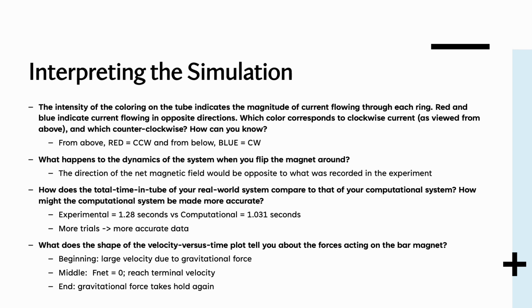What does the shape of the velocity versus time plot in the previous slide tell you about the forces acting on the bar magnet? So in the beginning, we have a large velocity due to gravitational force, and then in the middle, our F net is 0 as the magnet reaches terminal velocity, and then at the end, the gravitational force takes hold again.